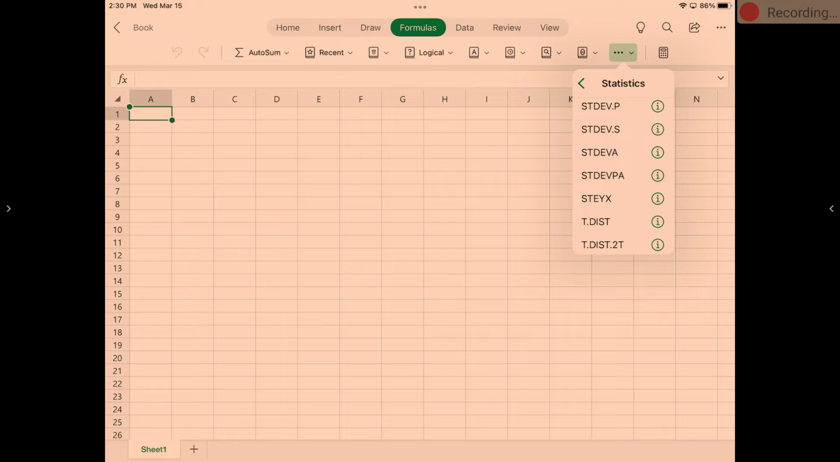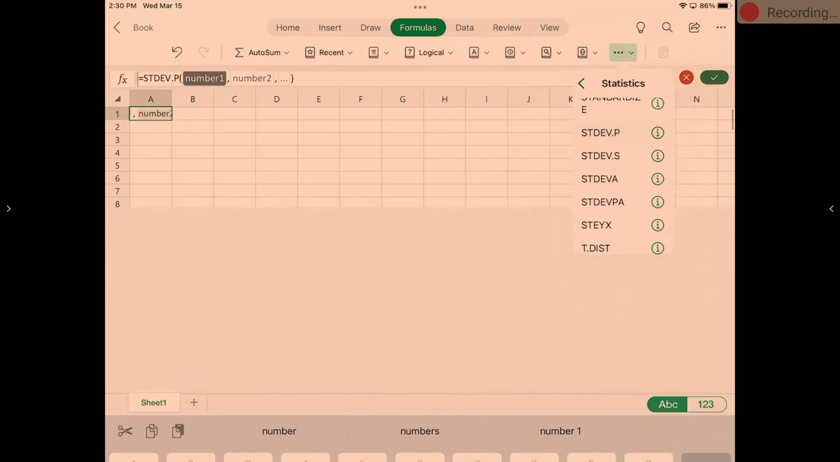Standardized. Standard. When you get here, you will notice there are several options for standard deviation. We need to pick the one that is STDEV.P. The P stands for population, and we're finding the standard deviation of a population as opposed to a sample. This is the whole group of numbers. So pick standard deviation of a population.